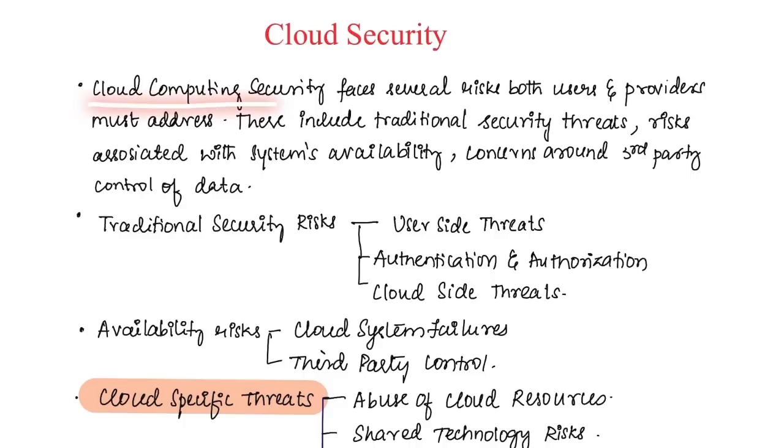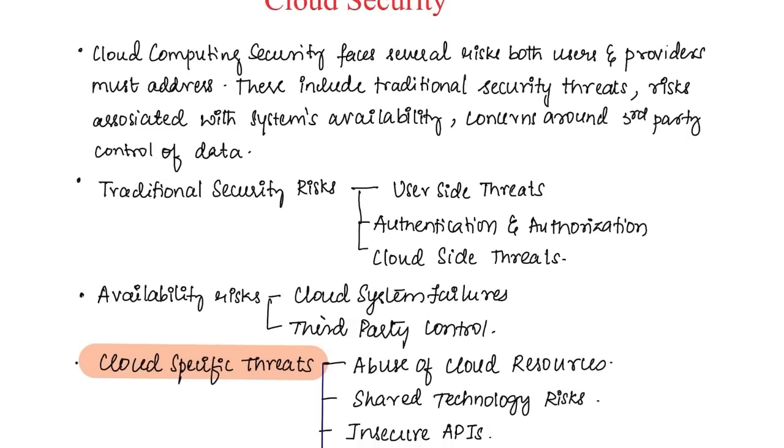Cloud computing security faces several risks, both from the user's perspective and from the provider's perspective. The traditional security risks include the risk associated with system availability and concerns around third party control of data. So it is very important to safeguard our data and mitigate the risk associated with cloud computing. We'll look into the traditional security threats which are present in general.